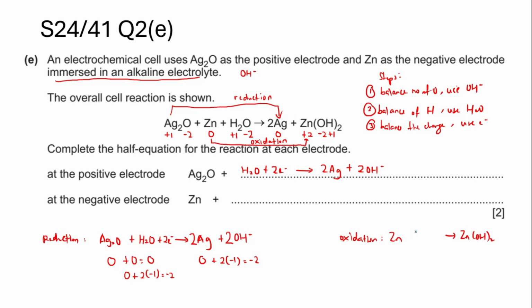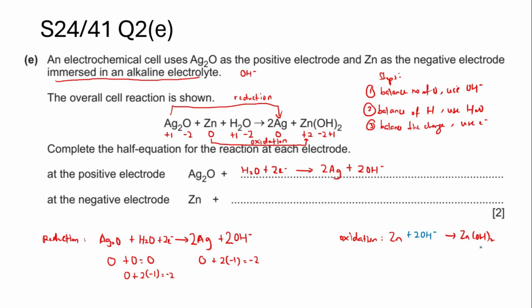So let's do the same thing to the oxidation half equation. Here we have zinc forming zinc hydroxide. So left hand side we need 2 hydroxide ions. We are actually still following these steps. First is to balance the number of oxygen. So left hand side lacks 2 oxygen because right hand side we have 2 oxygen. So add 2 hydroxide ion to balance the number of oxygen. Adding 2 hydroxide ions, we are also balancing the number of hydrogen at the same time. 2 hydrogen on the left, 2 hydrogen on the right hand side. So number of oxygen and hydrogens are balanced.